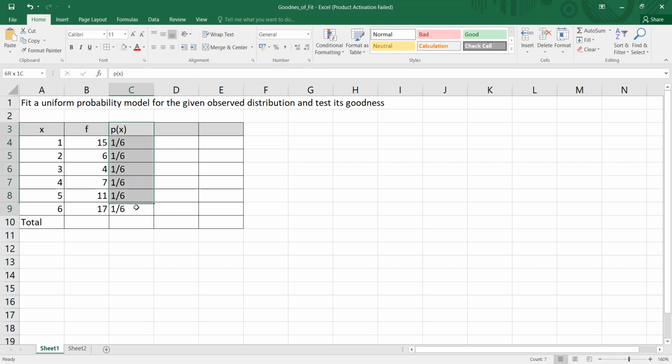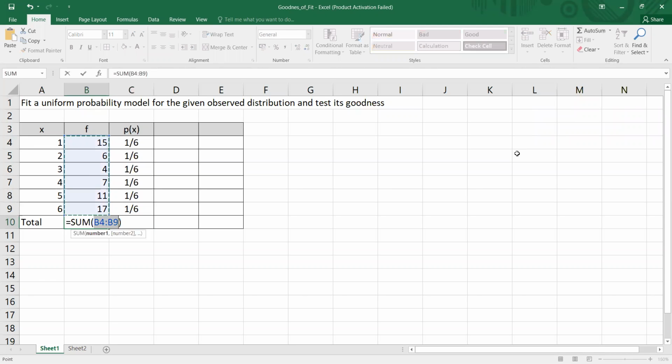So these are the probabilities, and after computing these probabilities, we have to multiply the probability with the total n. The total can be computed by just the auto sum function. The sum of the frequencies will be 60. So now we have to calculate n times the probability, which is referred to as expected frequencies. So expected frequencies is equal to n times Px.